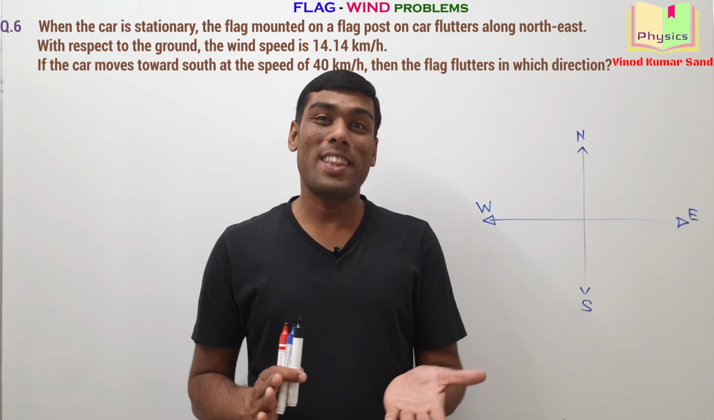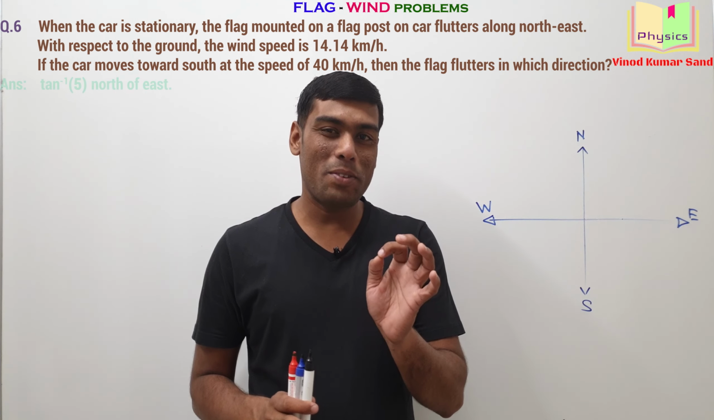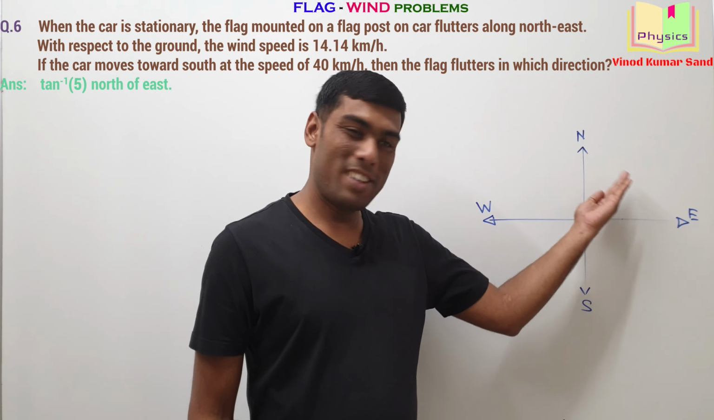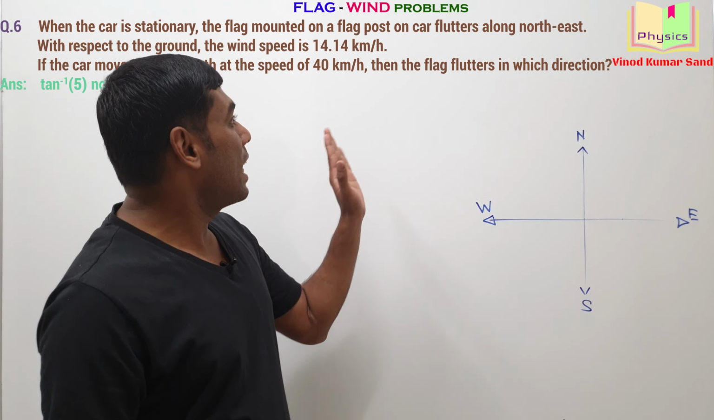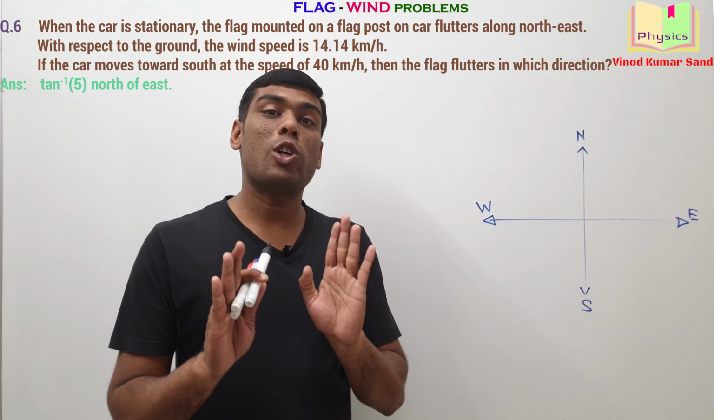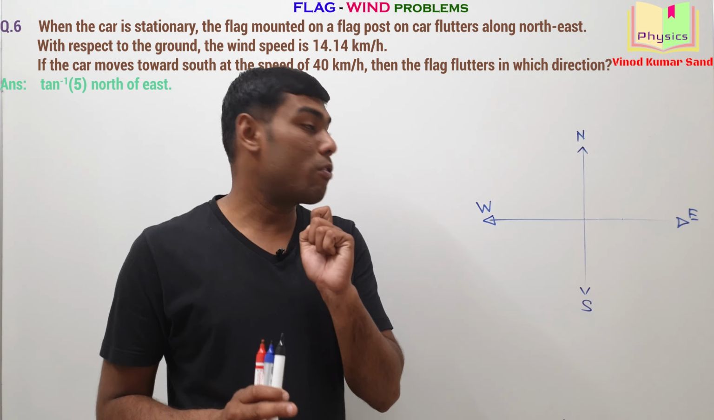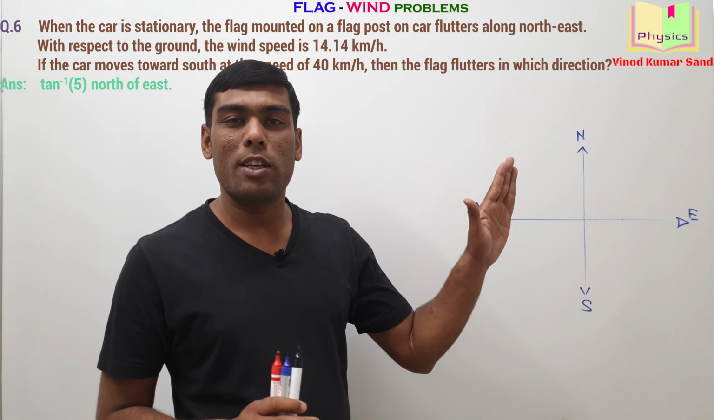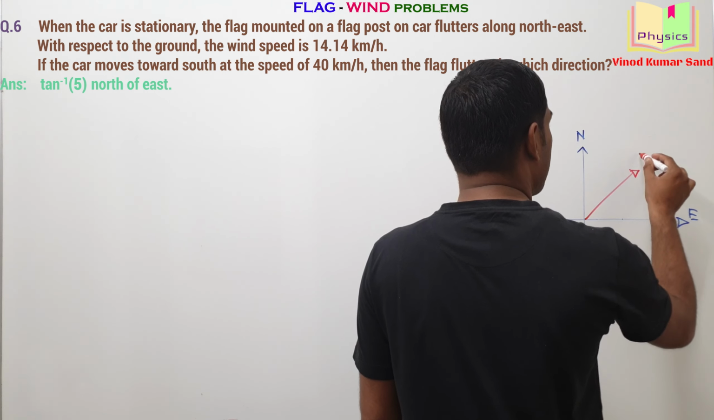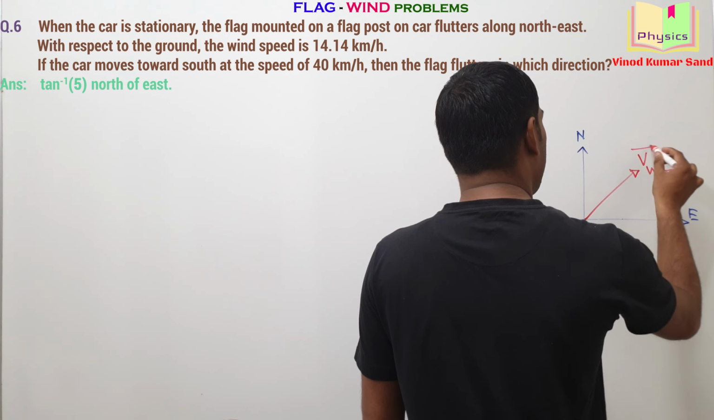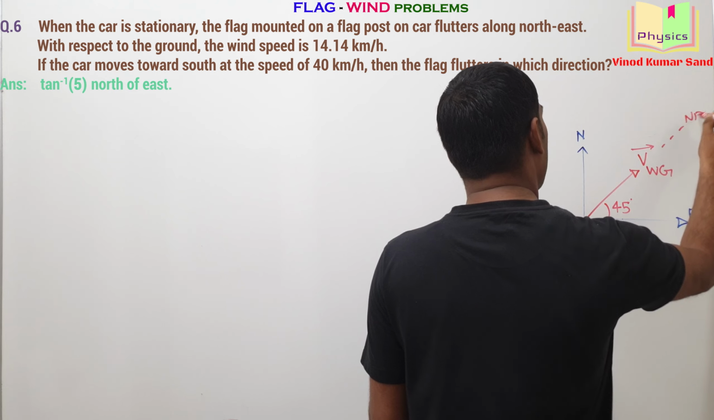Brilliant. You got the correct answer, as the flag flutters at an angle tan inverse 5 north of east. I'm explaining the details here. The language of the question says initially the car is stationary, so the pole is stationary and the flag flutters along the northeast. It means the velocity of the wind with respect to the ground should be along northeast. Do you agree with it? This direction indicates the northeast.